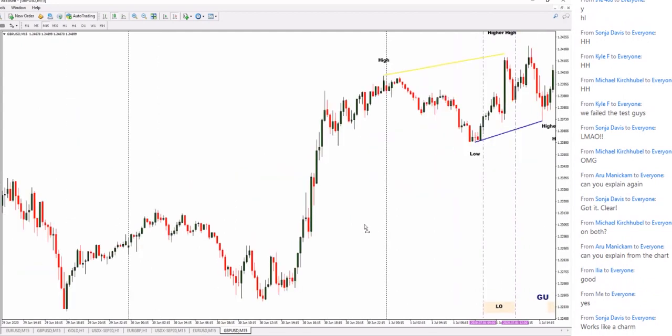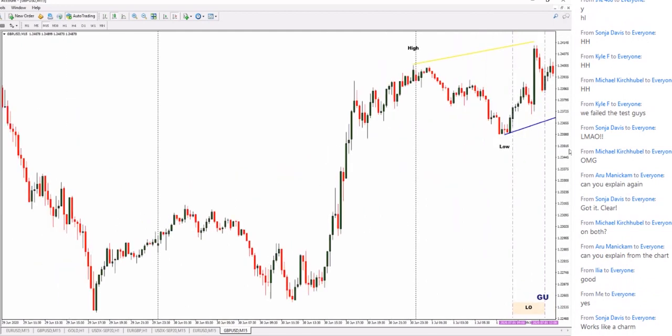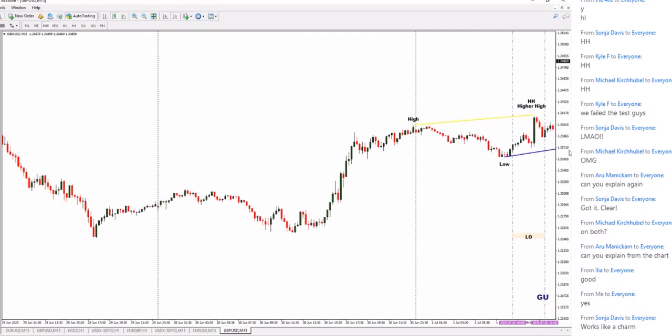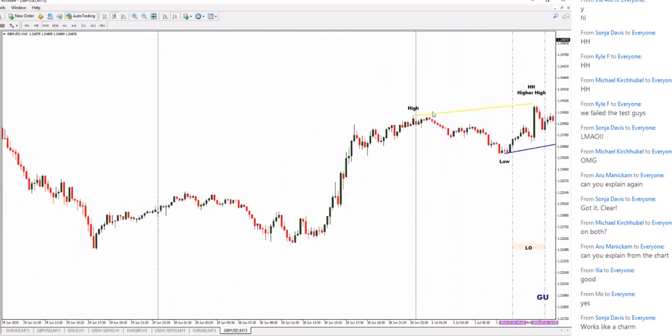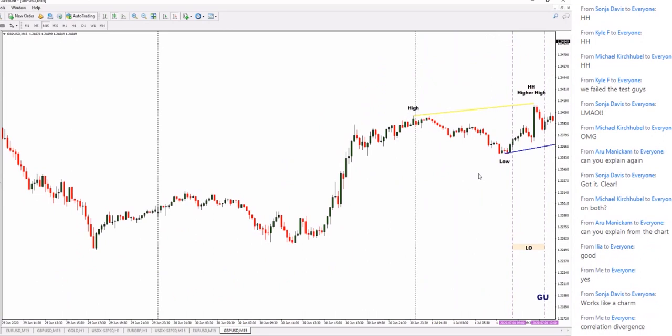Here's London. Here's the high, we draw it back, look what happened. So what do we have? We have a higher high in GU. So there's your correlation divergence. Which one of these is not like the other? GU, right? GU made a higher high.